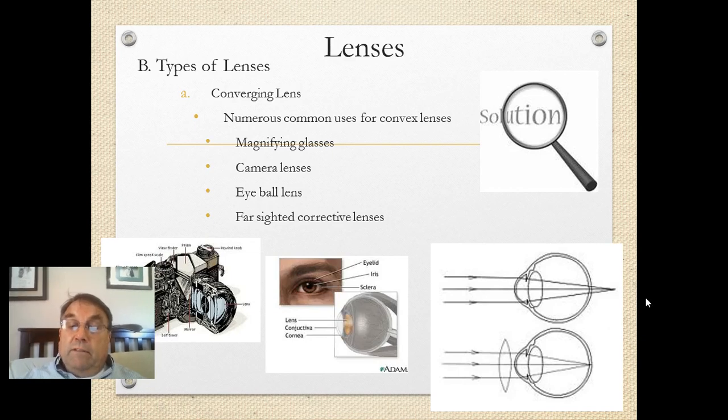Now, this is how an eyeball works for a farsighted person. So the image would be produced way back here. So on the retina, the image would be blurry. So what the converging lens does is it takes the image and focuses it on the retina so you can see clearly.